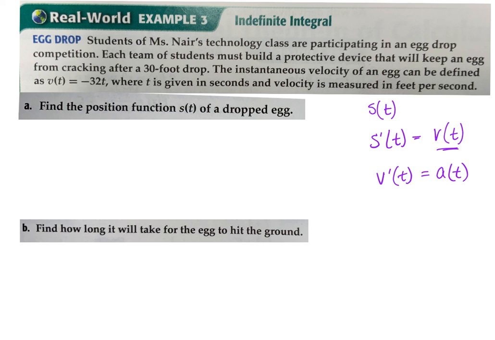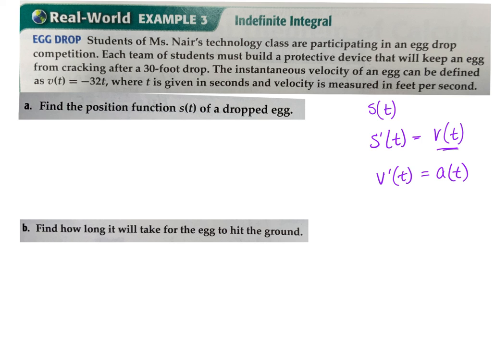So for example, if they gave me the acceleration function and they wanted something to do with velocity, I could take the antiderivative of my acceleration and find my velocity function. If they gave me my velocity function, I could take the antiderivative of that and find my position function. Because they all work together.